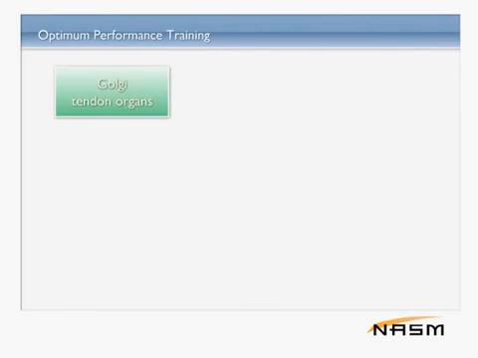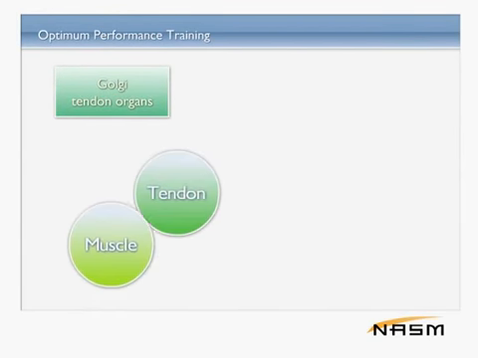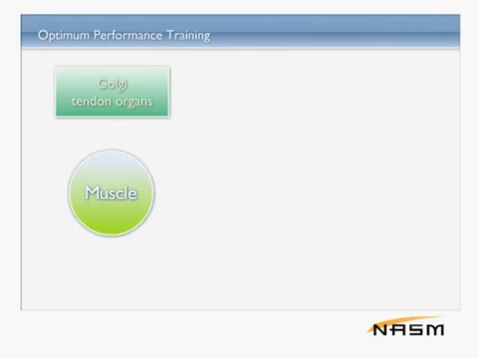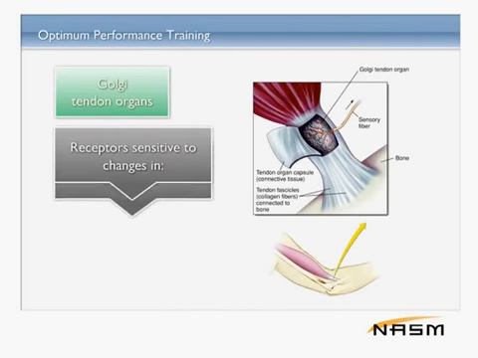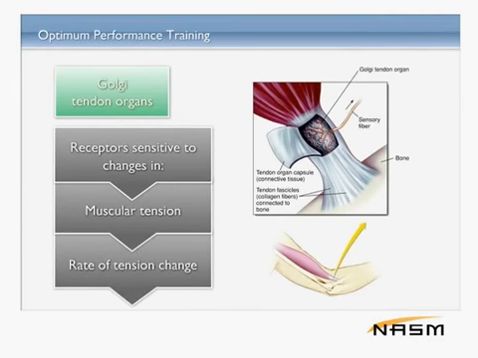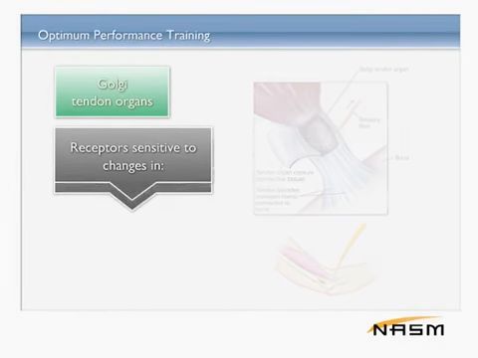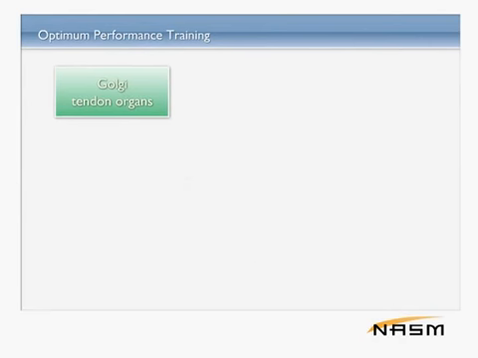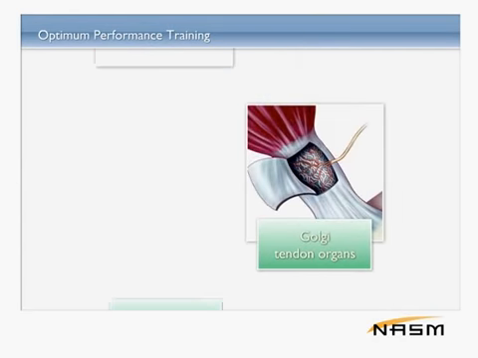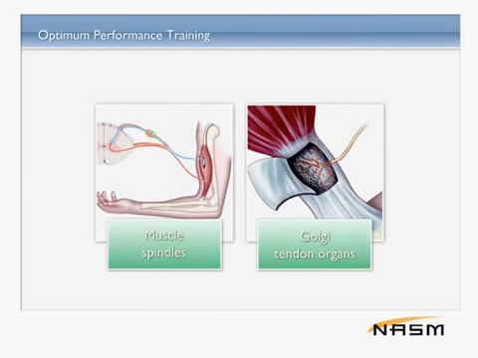Golgi tendon organs, or GTO, are at the point where the muscle and tendon meet, or the musculotendinous junction. These receptors are sensitive to changes in muscular tension and rate of the tension change. When excited, the Golgi tendon organ will cause the muscle to relax. This is to prevent the muscle from being placed under excessive stress and sustaining injury. A basic understanding of these 2 receptors will be important, as they become key aspects in flexibility training, which will be covered in a further lesson.